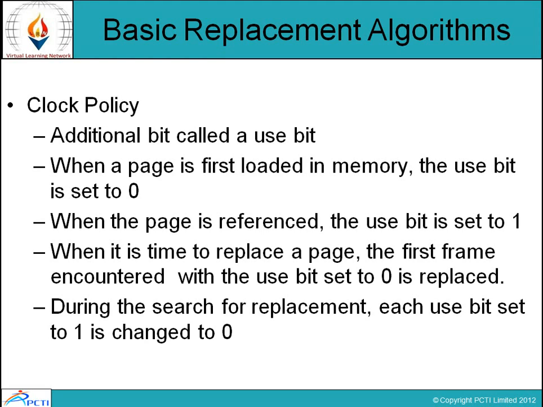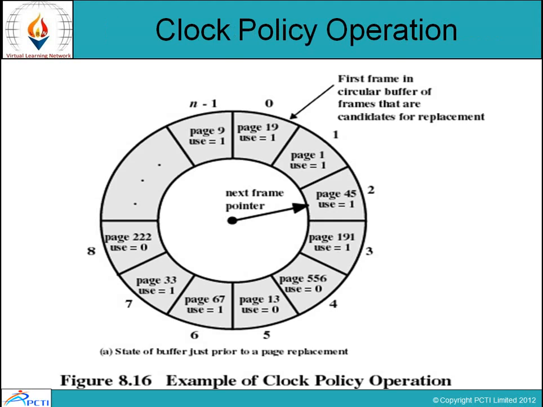Now how does the clock policy work? The clock policy uses an additional bit called a use bit. When a page is first loaded in main memory, the use bit is set to 0. When a page is referenced, the use bit is set to 1. When it is time to replace a page, the first frame encountered with the use bit set to 0 is replaced. During the search for replacement, each use bit set to 1 is changed to 0.